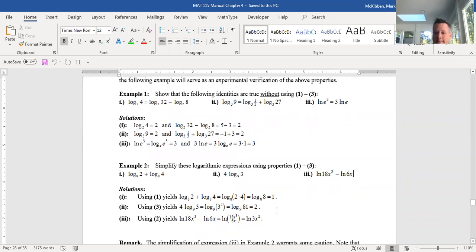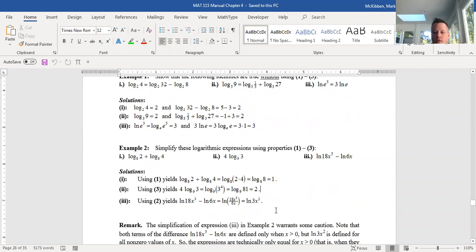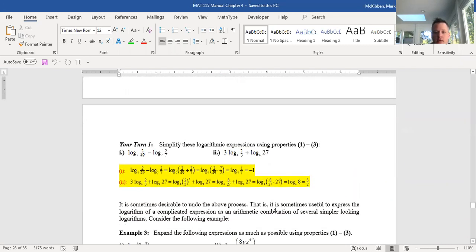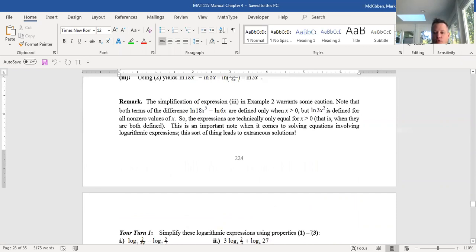All right, so you go ahead and try this your turn one. Same idea. I want you to simplify these just like we did before, but now using our properties. They do involve fractions, but that's the only extra little wrinkle. So give those a go, and then we'll talk about them once you're done with that.